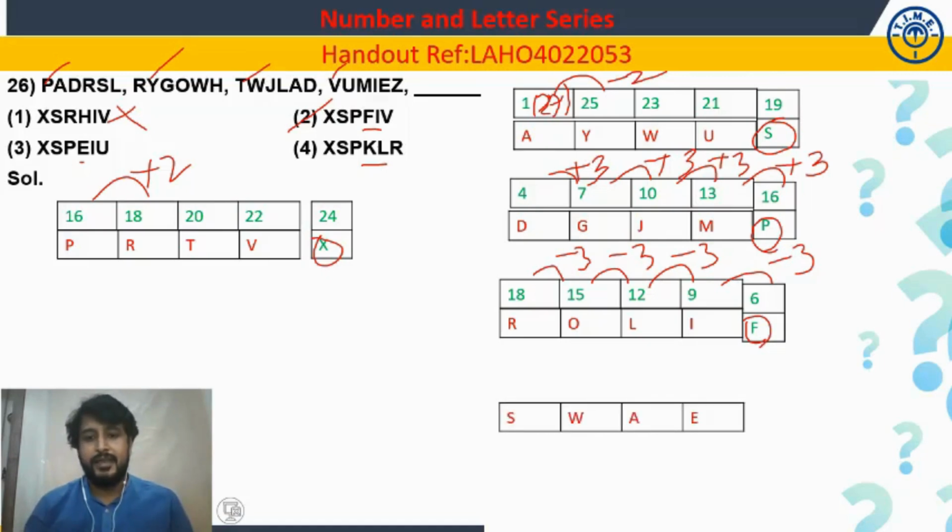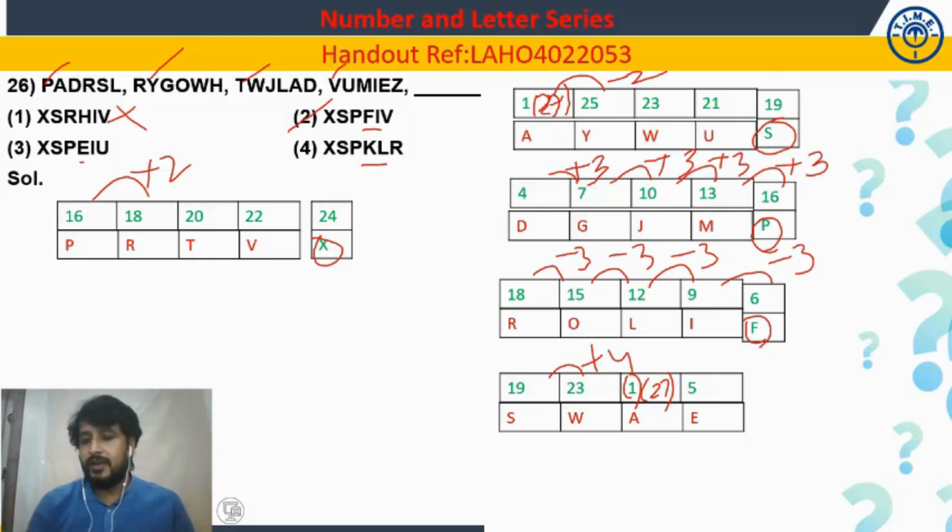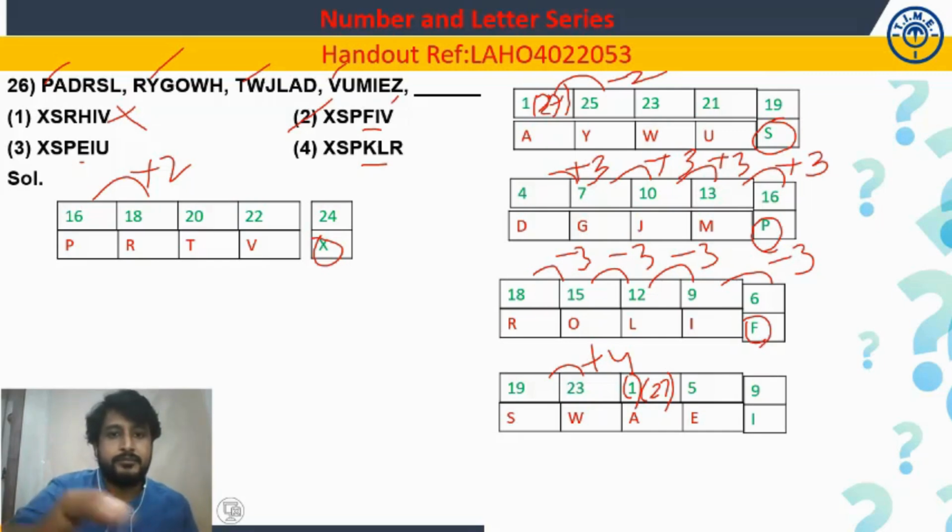Now identify the next letters. S, W, A, E. S place value 19, W 23, A is 27 or 1. You know that. Again, A if you consider as a 1, E is a 5, so it is plus 4. So what is the logic? 19, 23 plus 4, 23 and 1 is 27 also. So 23 plus 4, 27. Now you consider it as a 1. So 1 plus 4, 5. Plus 4. Now E, 5. 5 plus 4, 9. I's place value is 9. So perfectly matching here.